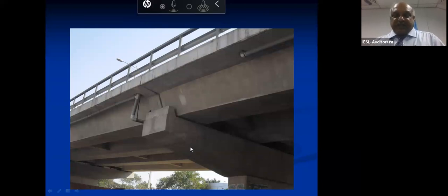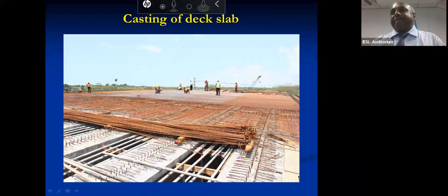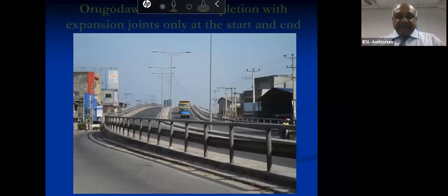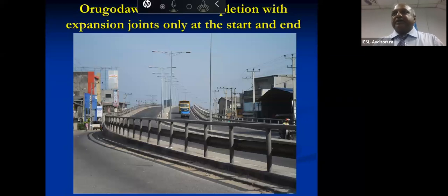So all this time we were concentrating on the deck. But the deck cannot come unless we have a substructure and the foundation. So we'll have a brief look at the substructure and the foundation. And this is the finished product. No expansion joints can be seen. There's one expansion joint at the beginning, one at the end. The length between two expansion joints is 330 meters, or 11 spans of 30 meters.